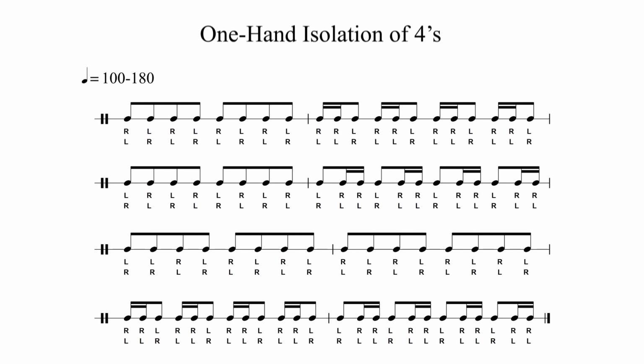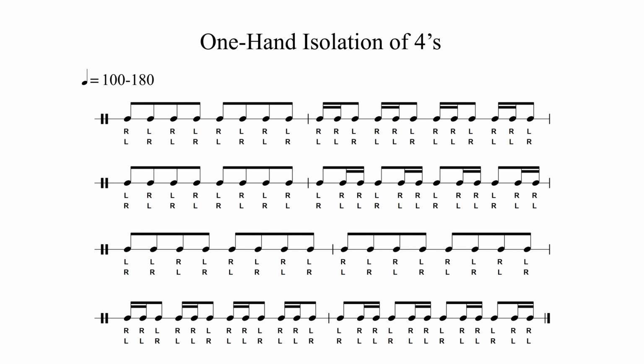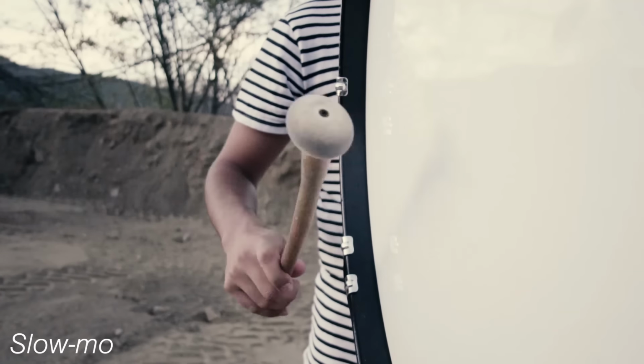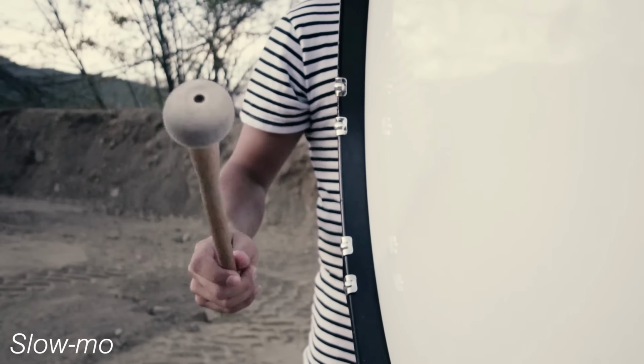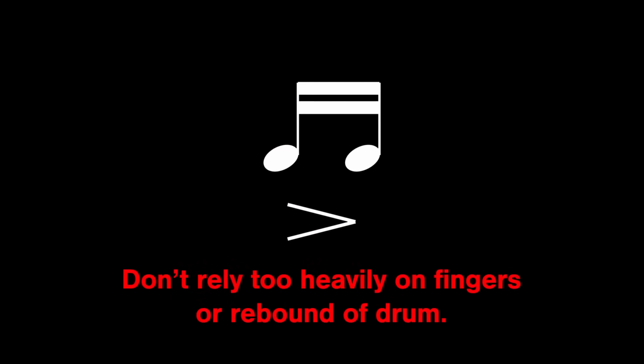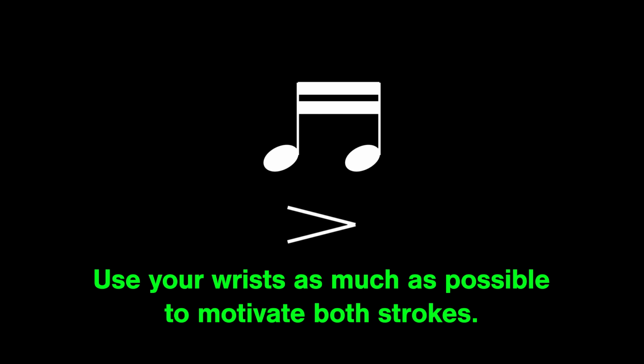Like I've already mentioned, the key to achieving a great quality of sound for these double strokes, and for the 4's later when we're playing them, is to focus on creating 2 equal strokes on each hand as opposed to losing volume and velocity on the second note. Avoid relying too heavily on the fingers and rebound of the drum, because this causes you to give up control over note placement, meaning your timing is at the mercy of how much the mallet rebounds. Instead, make the effort to use a strong wrist motion to motivate both strokes.